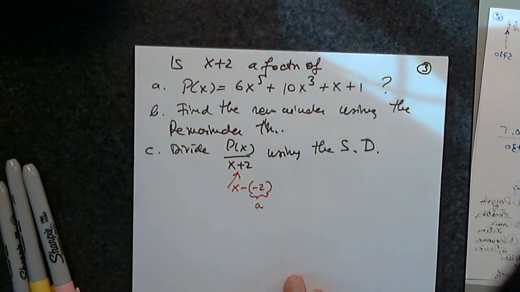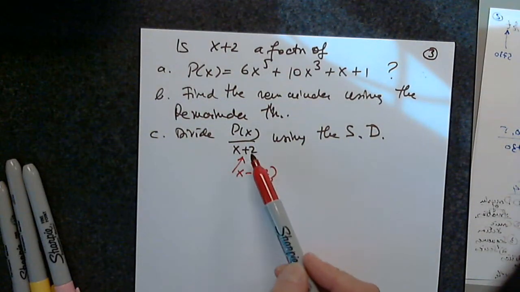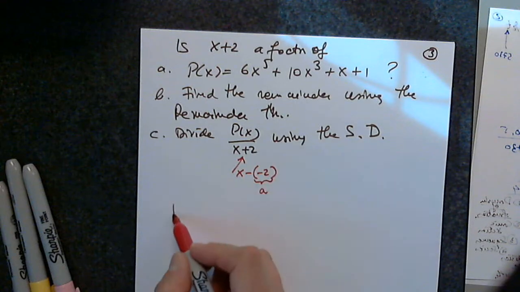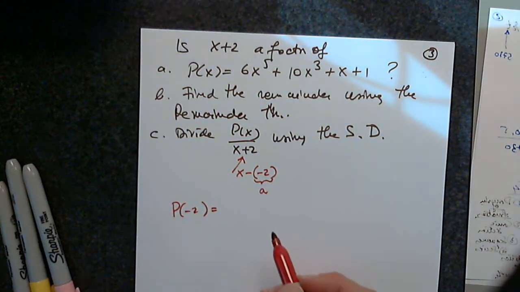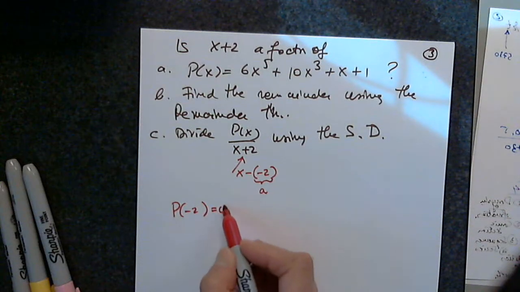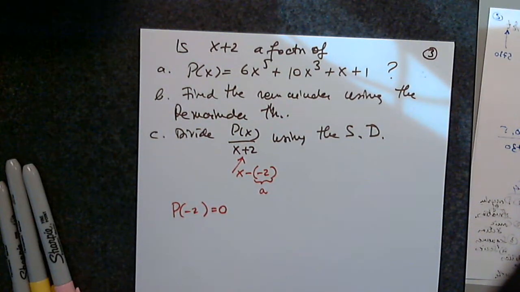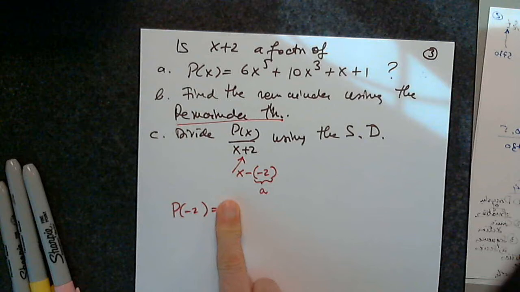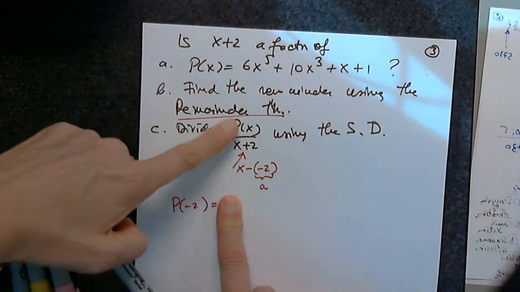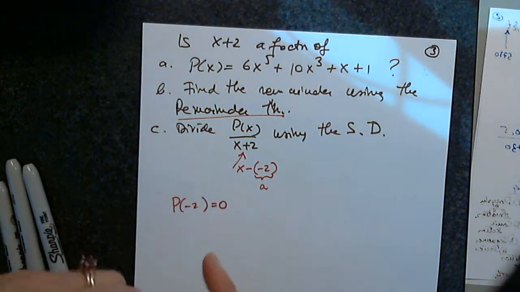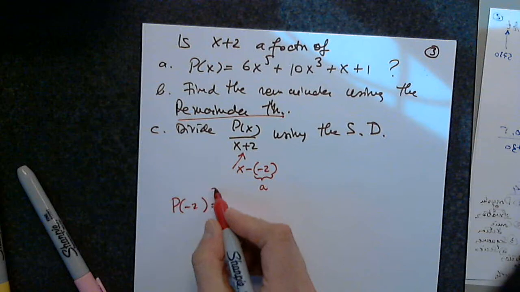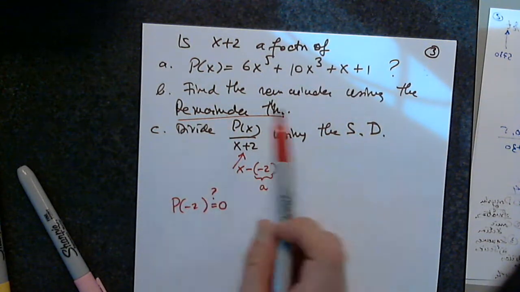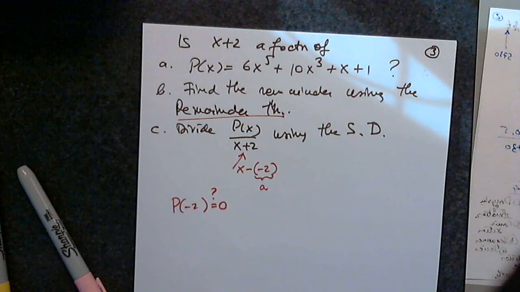Now, the remainder theorem really says that x plus 2 will be a factor of p of x only if p of negative 2 equals 0. The remainder of this division is p of negative 2. If p of negative 2 is 0, then I will say it's a factor. So I'm using the factor theorem.